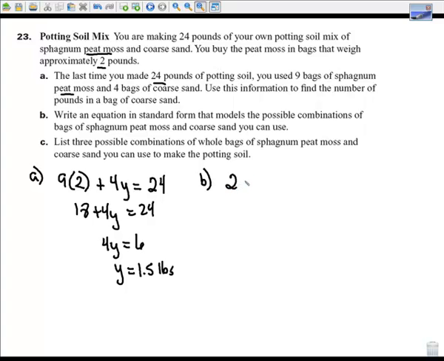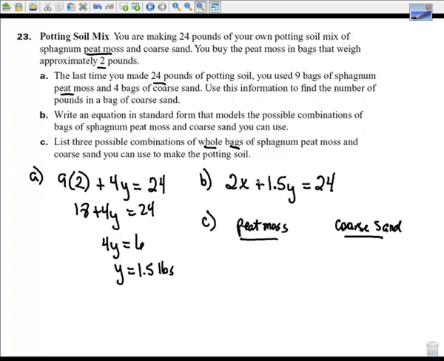So I know that each bag of peat moss is 2 pounds. Each bag of coarse sand is 1.5 pounds. And we're making a mixture of 24 pounds. Part C, they're asking us again to do what we did in the last problem and come up with 3 different possible combinations for whole bags. So I don't want part of a bag, I want to buy the whole bag. So we've got X, which is the peat moss, and Y, which is the coarse sand. I spelled coarse wrong. I spelled it like a college course. There we go. Coarse sand.